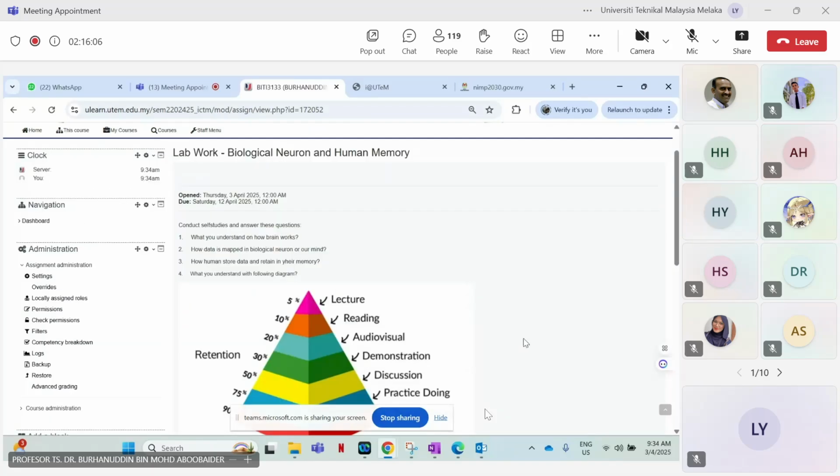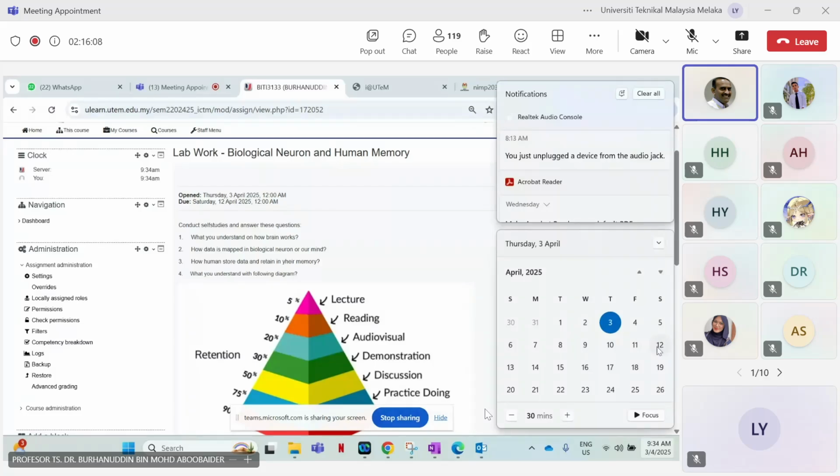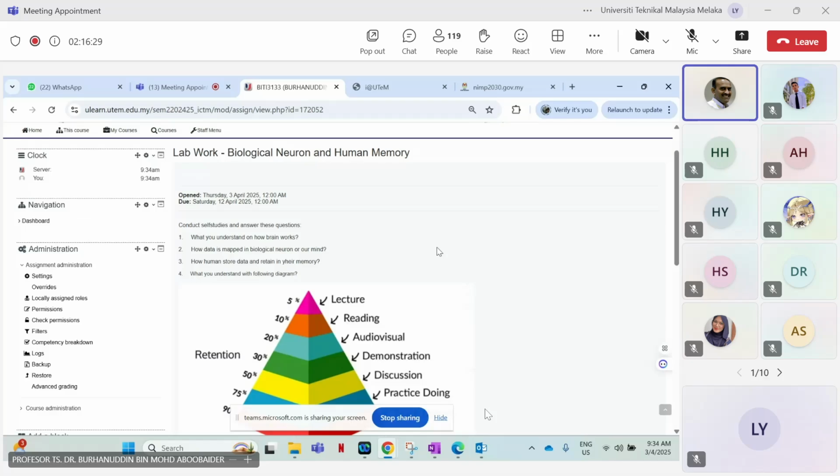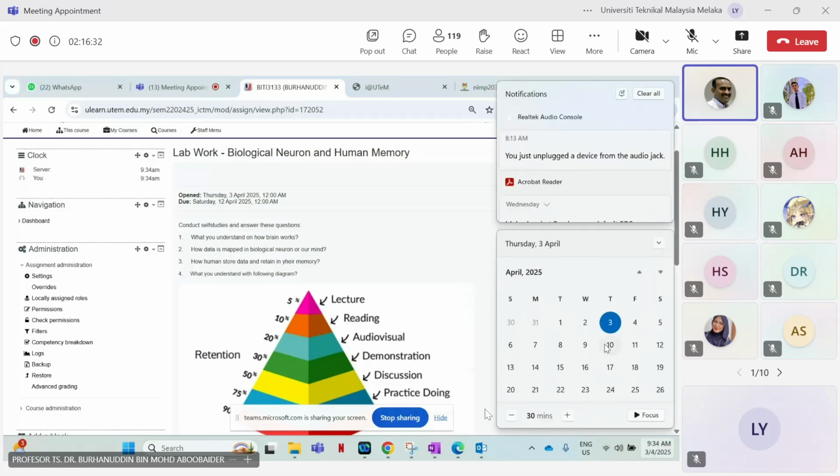Can, doctor. I open it until 12 April next week. So either during today's lab this afternoon or next week's lab, I want you to complete this. We don't have any online or face-to-face lab session, but I already gave you the field work I want you to do. We will meet again next week on 10 April during our lecture time. Is it okay? Okay, doctor.